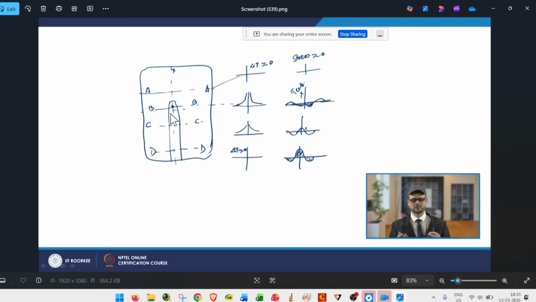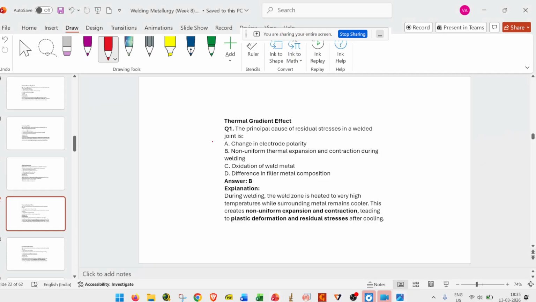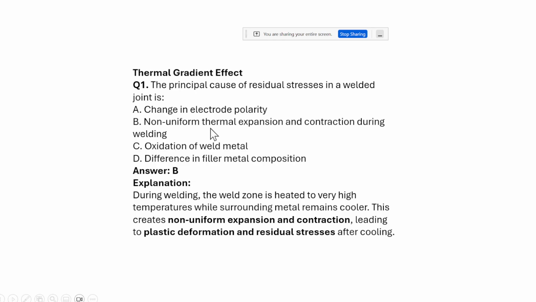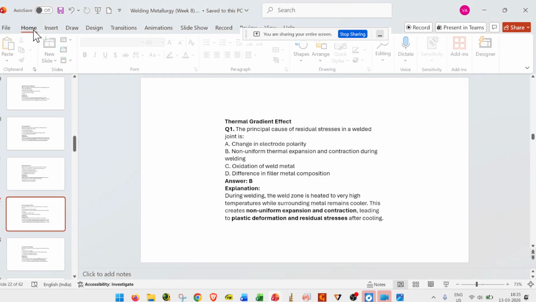So here you can see during the welding process, there is a higher heat temperature here, because of that the volumetric expansion will be more, and here it will be the low temperature. So the change in the volumetric expansion in a given workpiece results in the residual stresses. So the answer will be B, non-uniform thermal expansion.